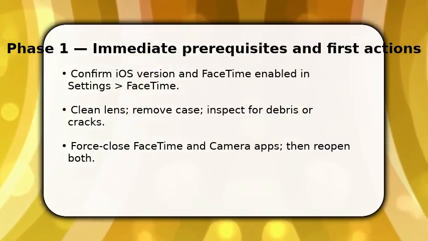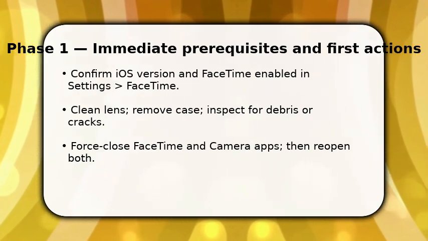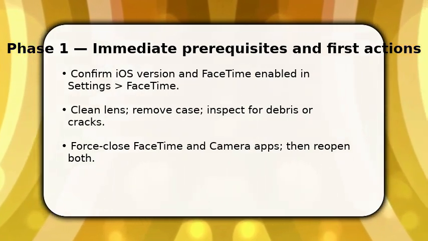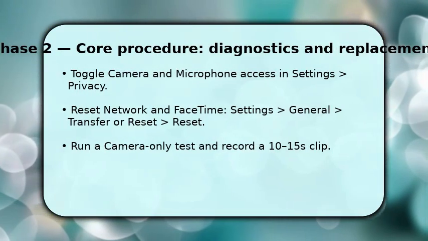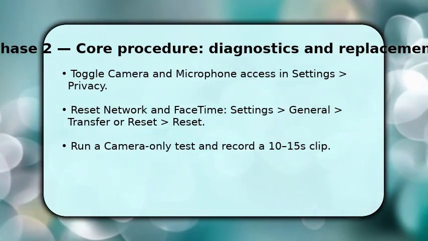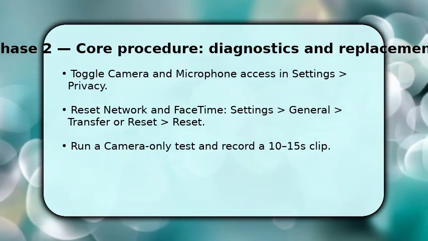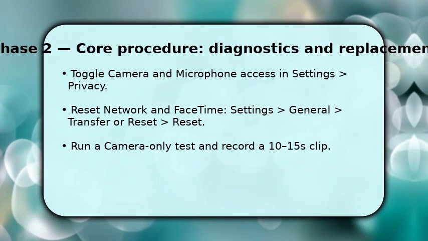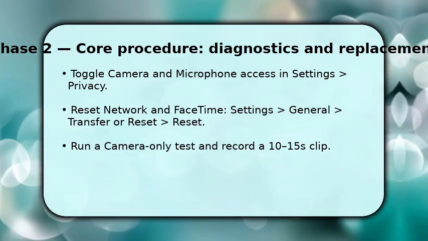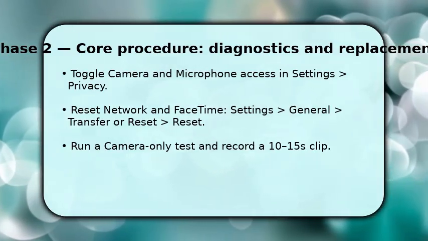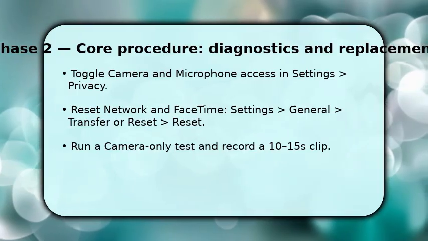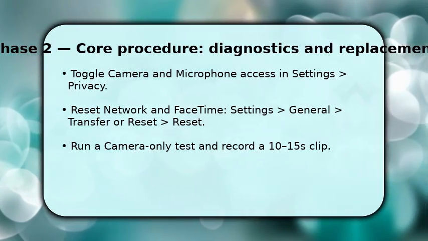Next, focus on permissions and resets because many issues stem from access or corrupted settings. Toggle camera and microphone permissions for FaceTime under Settings Privacy, then test again. If that fails, reset relevant settings, start with Reset Network Settings, and consider Reset All Settings if necessary. These won't erase data, but will clear problematic configurations.